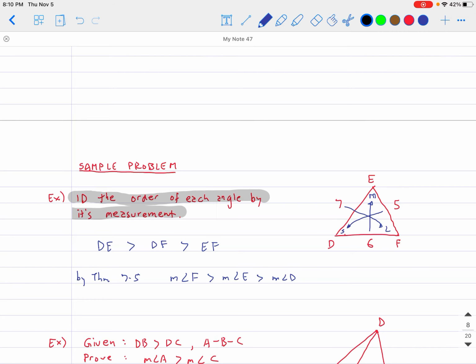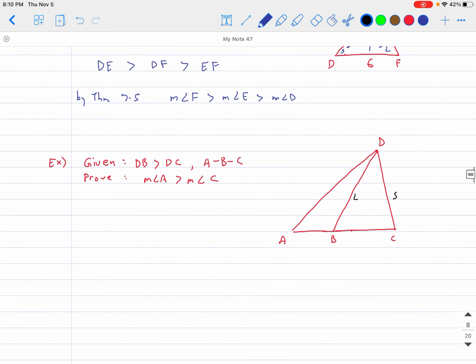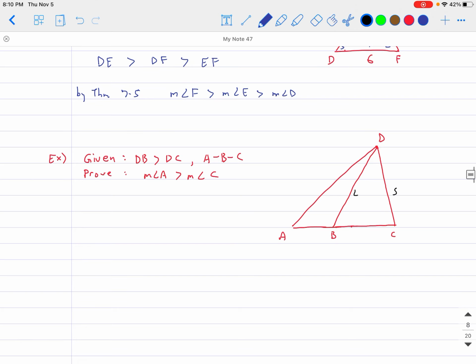Okay. All right, now let's go ahead and do a proof using Theorem 7.5 instead of Theorem 7.6. It says here we're given that DB is greater than DC. We have that B is in between A and C. And what I would like to do is prove that the measurement of angle A is greater than the measurement of angle C. So here on the right-hand side, you can see that I denoted some of these right here. Again, I'll write it as L and S for larger and smaller.